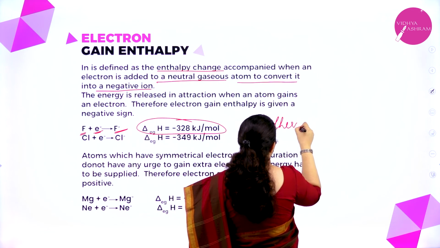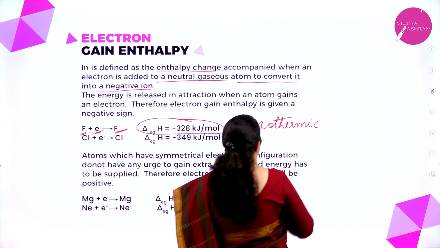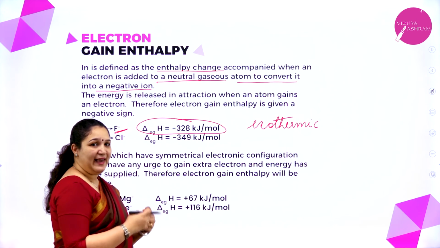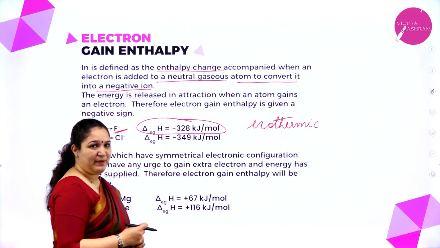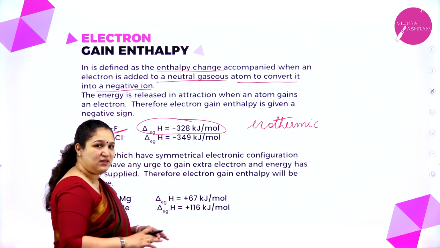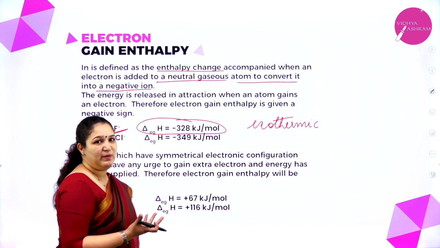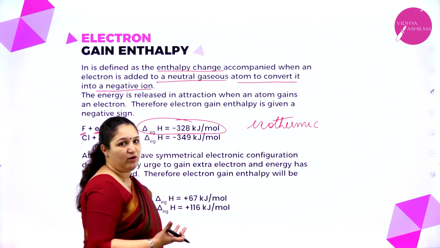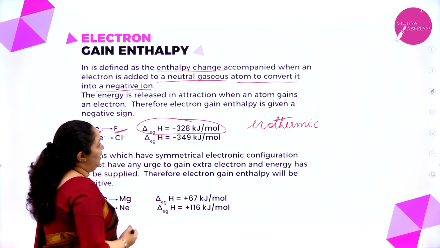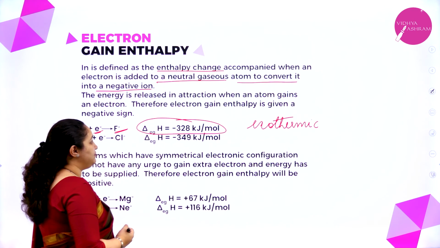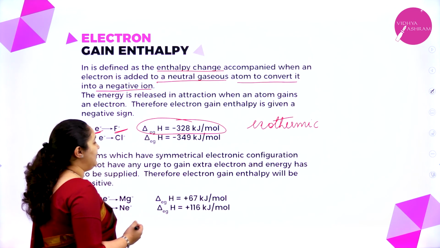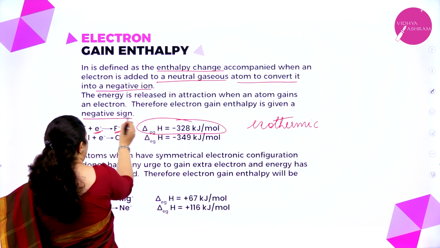What is it? It is an exothermic reaction. Whenever an atom is gaining an electron, or taking up an electron, energy is released. The lesser the energy, the more stable the ion will be, isn't it? That is the reason energy is released in attraction when an atom gains an electron. Therefore, electron gain enthalpy is given a negative sign.